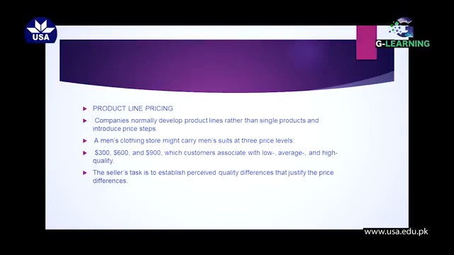The first one is product line pricing. Companies normally develop product lines rather than single products and introduce price steps. A men's clothing store might carry men's suits at 3 price levels, $300, $600 and $900, which customers associate with low, average and high quality. The seller's task is to establish perceived quality differences that justify the price differences.